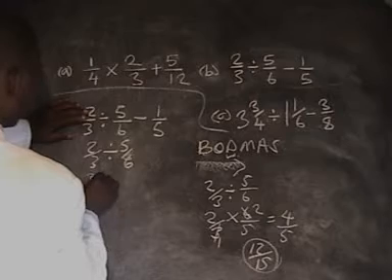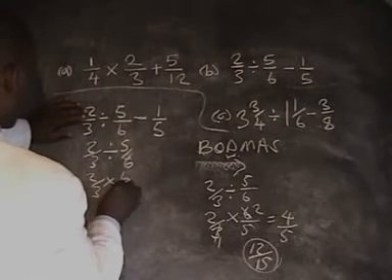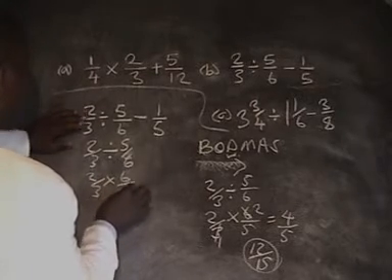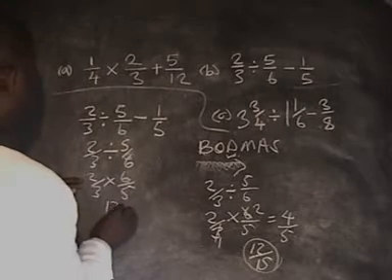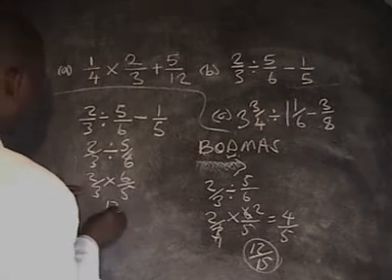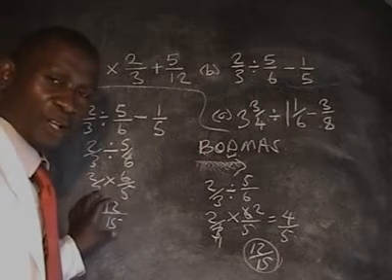So this is 2 over 3 multiplied by 6 over 5. And after that, you multiply 2 by 6, you get 12, and 3 by 5, you get 15. Mind you, all fractions must be reduced to their lowest terms.